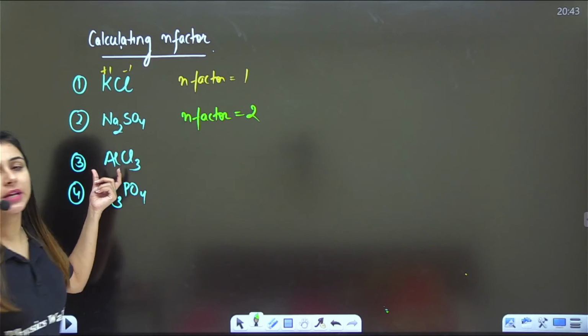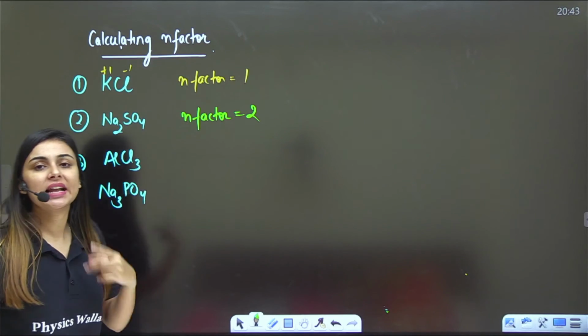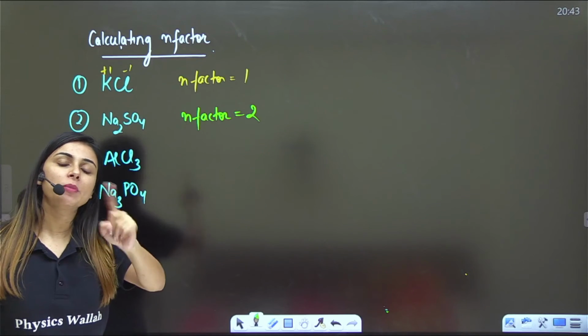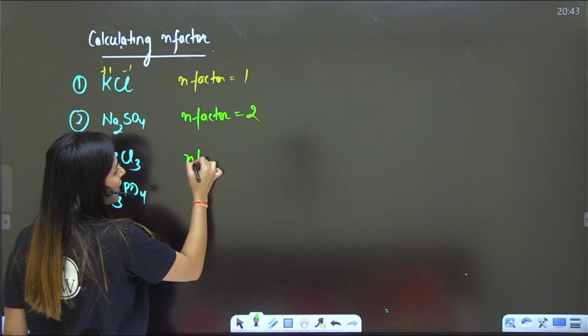Similarly, if we talk about AlCl3, Al +3, so it has total +3 charge. 1 Cl has -1 charge. There are 3, so -1 into 3, that is -3. So total negative charge is 3, so n factor is 3.